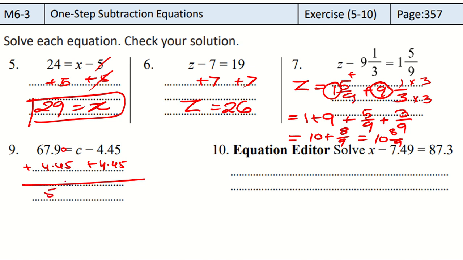0 plus 5, 5. 9 plus 4, 13, 1 carry forward. 7 plus 1, 8. 8 plus 4, 12, 1 carried forward. 1 plus 6, 7 is equal to C. This is the answer. Now another equation is the same type of equation, just make it plus 7.49 here.